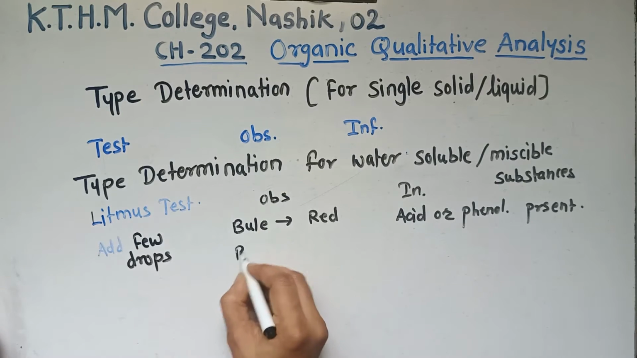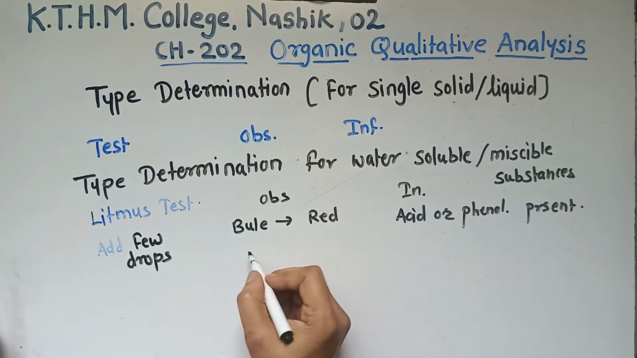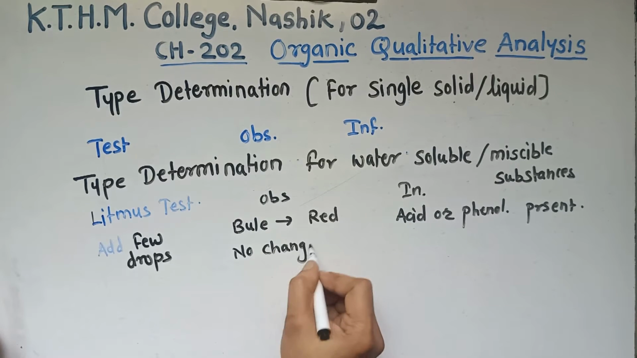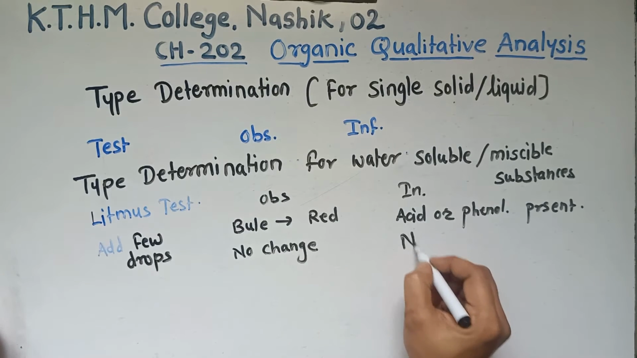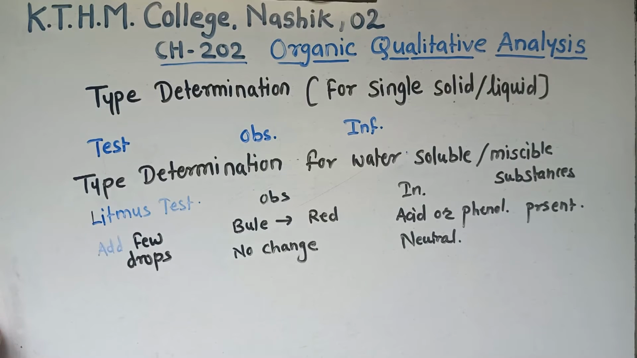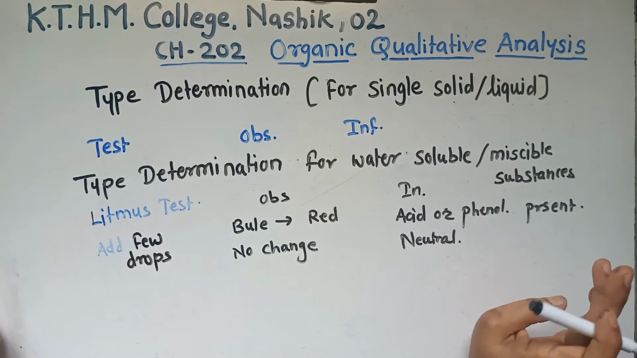If no change is observed on any litmus paper, then our compound is neutral. Our compound is neutral in nature. So in this way we can find out whether our compound is acid, phenol or neutral.